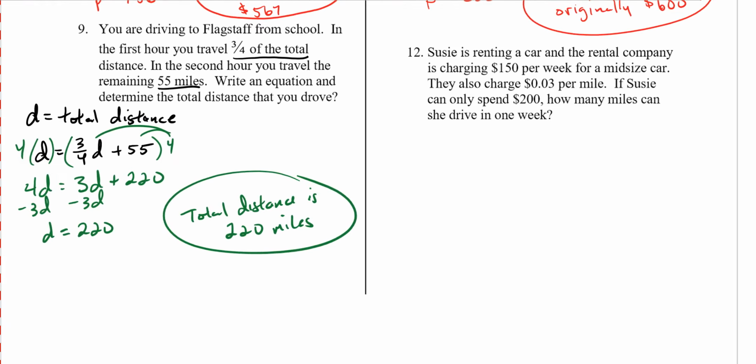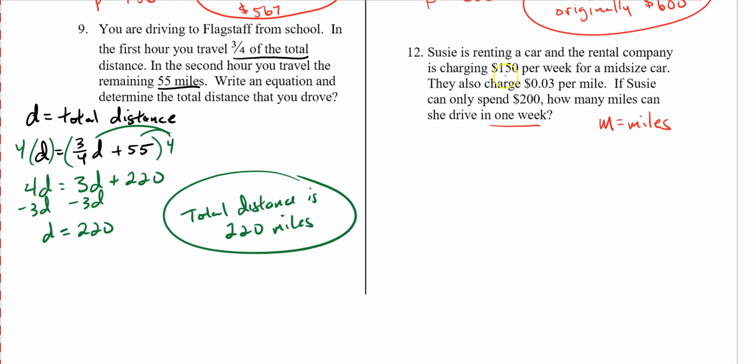Alright, Susie's renting a car and the rental company is charging $150 per week. They also charge 3 cents per mile. If she can only spend $200, how many miles can she drive in 1 week? So again, set it up. The only variable that we have is miles. So M is the number of miles because we're told she's driving for 1 week.